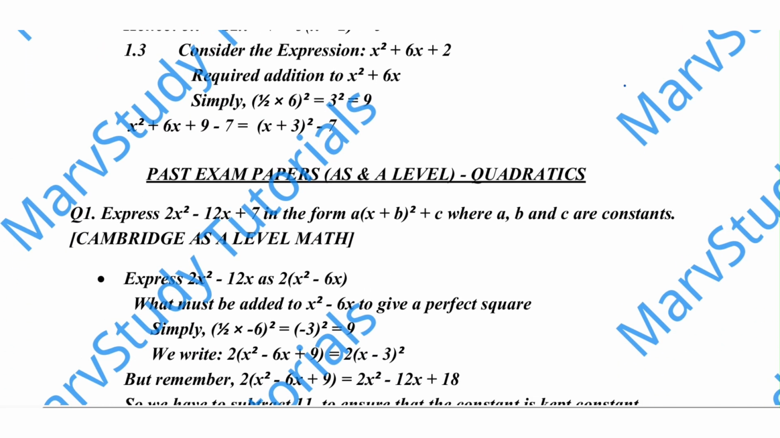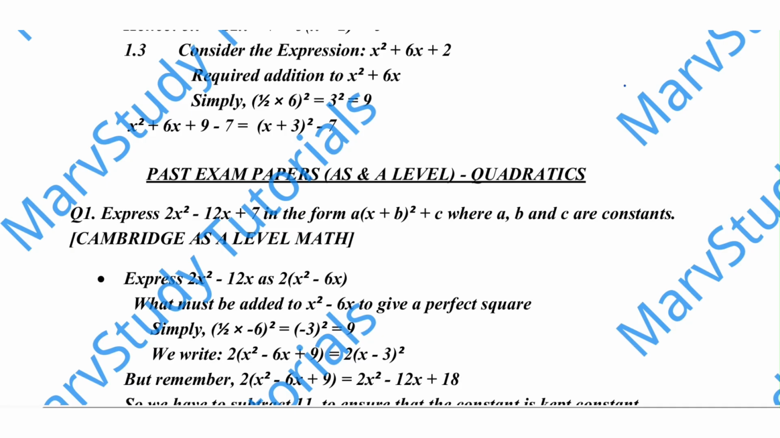So let's continue. We have past papers that I sourced out. Question number 1: express 2x squared minus 12x plus 7 in the form a bracket x plus b all squared plus c, where a, b, and c are constants.